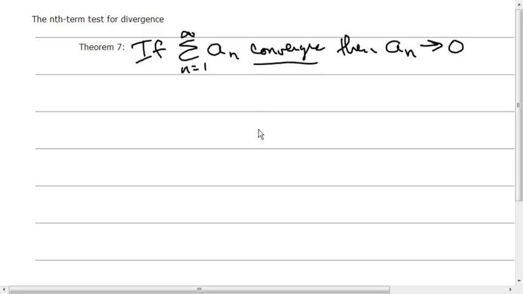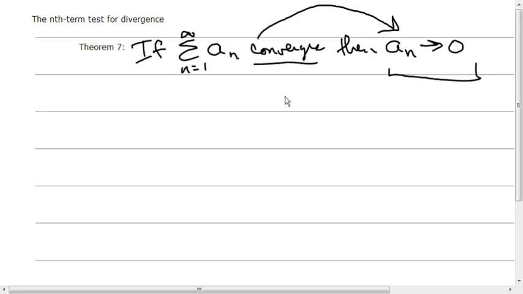Alright, the nth term test for divergence. Basically what Theorem 7 says is that if we have an infinite series and it converges, then it's absolutely necessary that the nth term as n goes to infinity goes to 0. So if this converges, this must be true. Otherwise, we would be adding something non-zero to infinity, and that would always diverge.